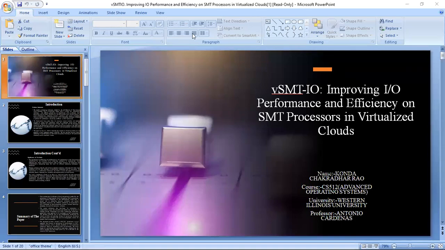This is Chakradhar Rao Konda, and this is my project presentation of the course CS512 Advanced Operating System. The project name is VSMT-IO, Improving IO Performances and Efficiency on SMT Processor in Virtualized Cloud.